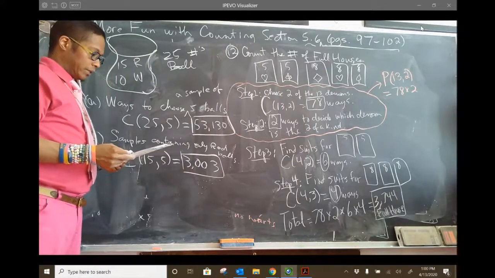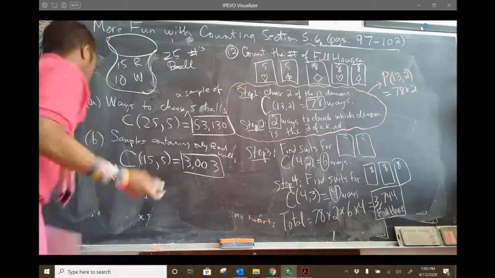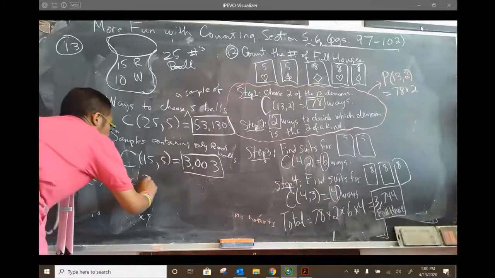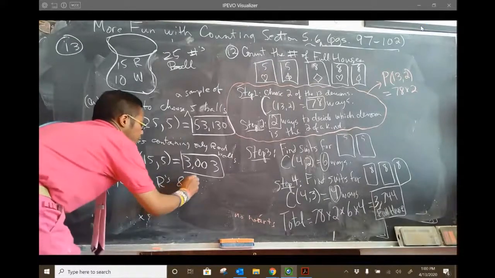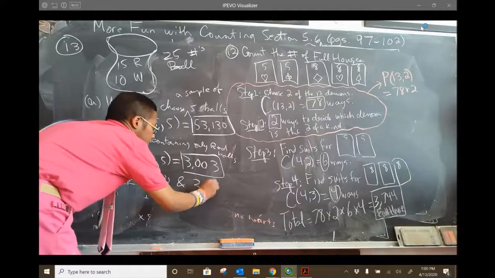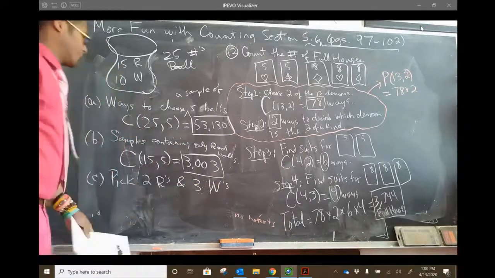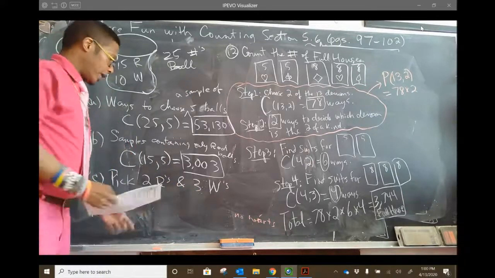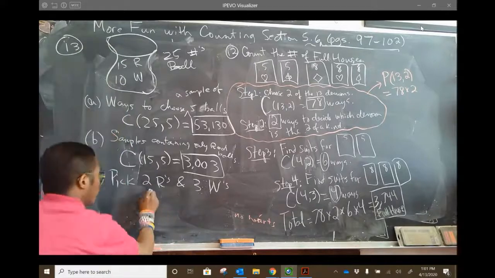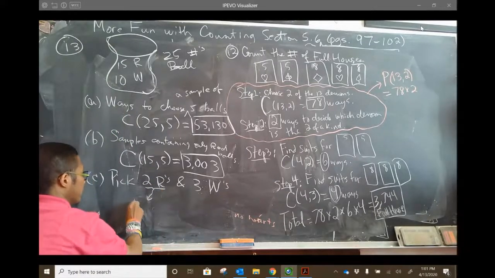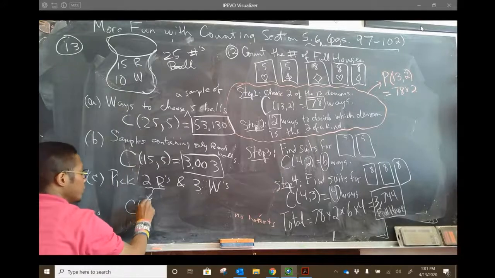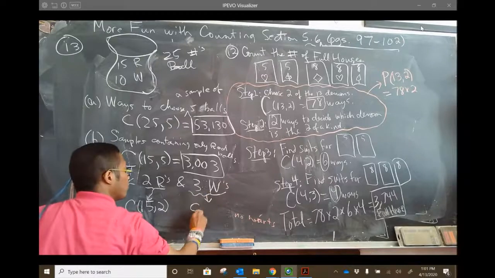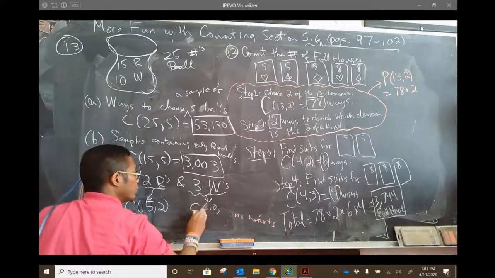So, how many samples contain 3 red balls and 2 white balls? Well, this is step 1, I have to do that. Step 2, I have to do that. So it's a process of doing them one at a time. This can happen in, of my 15 red balls, I'm going to choose 2. And here, of my 10 white balls, I'm going to choose 3 of them.